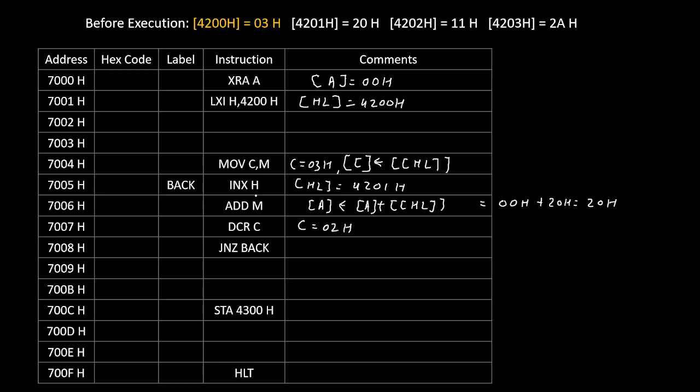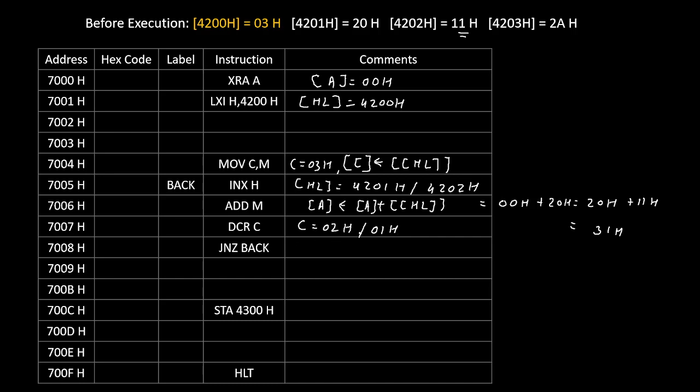So in the second iteration, we increment the register pair by 1 and it becomes 4202H. Because of ADD M, the content of 4202, which is 11, gets added inside the accumulator. The accumulator was 20, so 20 plus 11: 1 plus 0 is 1, and 2 plus 1 is 3. Our accumulator becomes 31H. Again we decrement the counter by 1, so the new value of the counter becomes 01H.